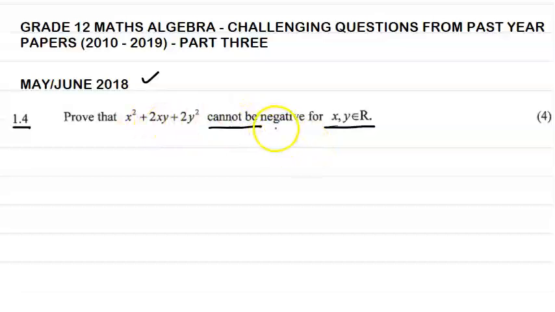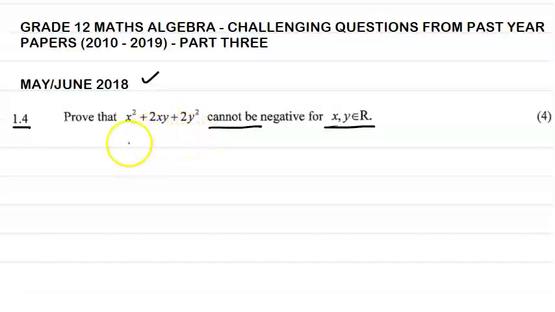Now, what cannot be negative? Well, squares cannot be negative. Anything squared is a positive value. So let's think about that when we're answering this particular question. If you look here, you've got x squared and you've got y squared there. So that reminds us of a quadratic.